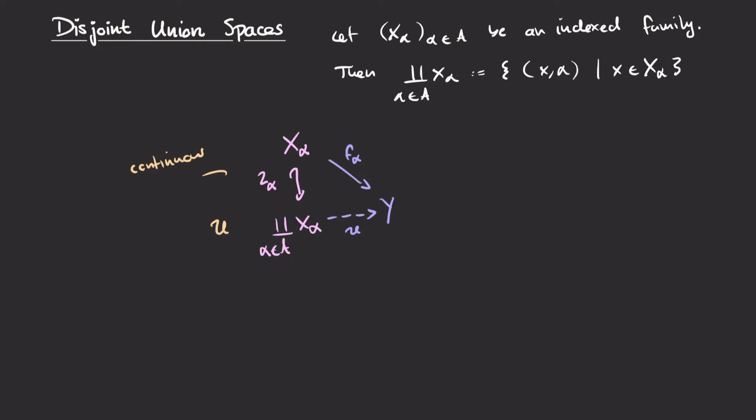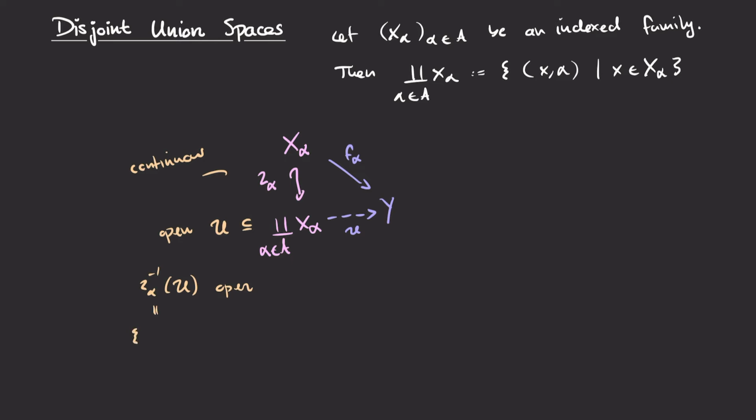For this, we suppose that we have some open set U that is a subset of this disjoint union between the sets X alpha. In order for the map iota alpha to be continuous, we need the preimage of U under iota alpha to be an open set in the corresponding space X alpha. So we want that the preimage under iota alpha of U, this should be open.